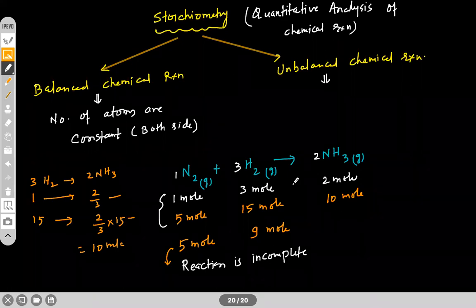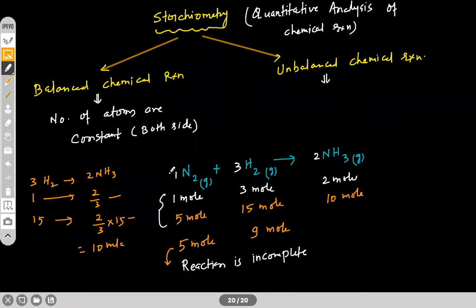Why is it different? Because the number of moles that we have taken here, 5 and 9, is not in the ratio of the respective stoichiometric coefficients. That's why it is an incomplete reaction, and the number of moles of product will be different with respect to the two reactants. So when the reaction is incomplete, or the given number of moles is not in the ratio of their stoichiometric coefficients, we use one concept to solve this question.